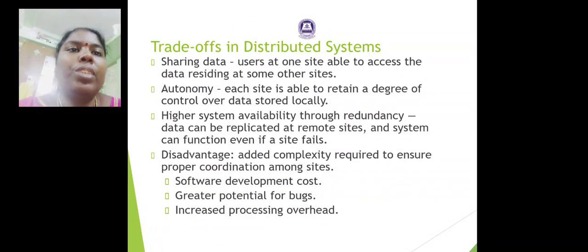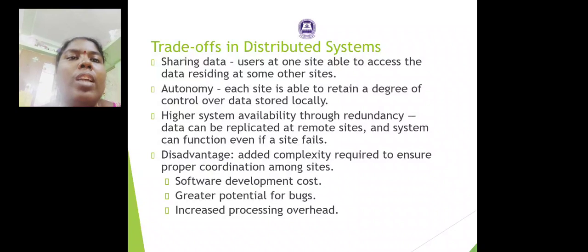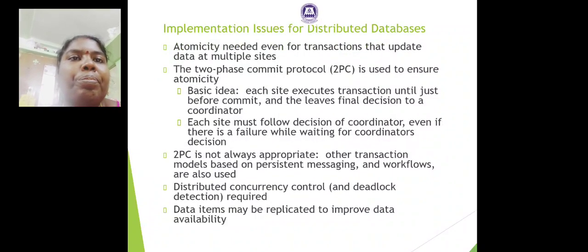What are the uses of a distributed system? Sharing data: we can take the data from any system. Then autonomy: each site is able to retain a degree of control over data stored locally. Also higher system availability through redundancy. But the disadvantages are software development cost, greater potential for bugs, and increased processing overhead.